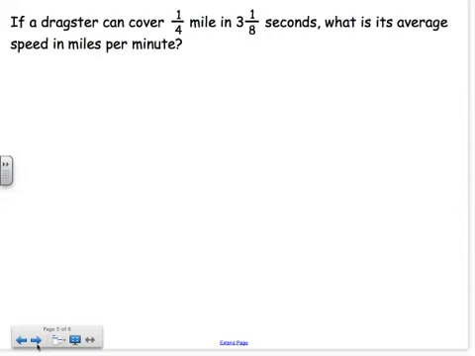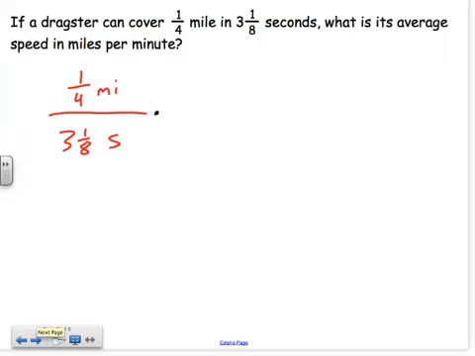Lastly, doing some dimensional analysis again here. It's just going to end up being a rational expression that we're going to have to deal with. So if I look, I got 1/4 of a mile in 3 1/8 seconds, and I want to get it in miles per minute instead. So we set it up. I got 1/4 of a mile in 3 1/8 seconds. Okay, and I want to get this into miles per minute. Well, I already got miles, so I need to get seconds into minutes.